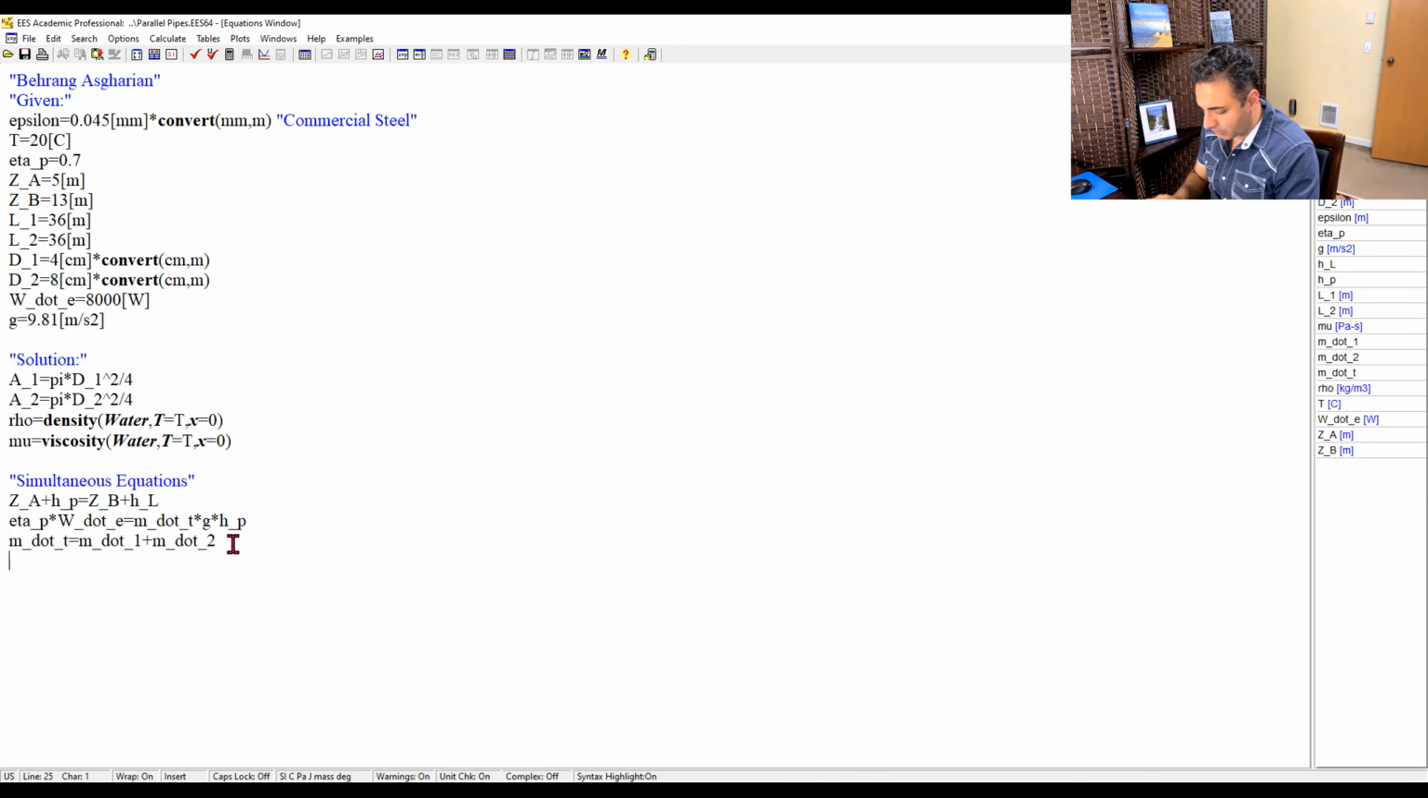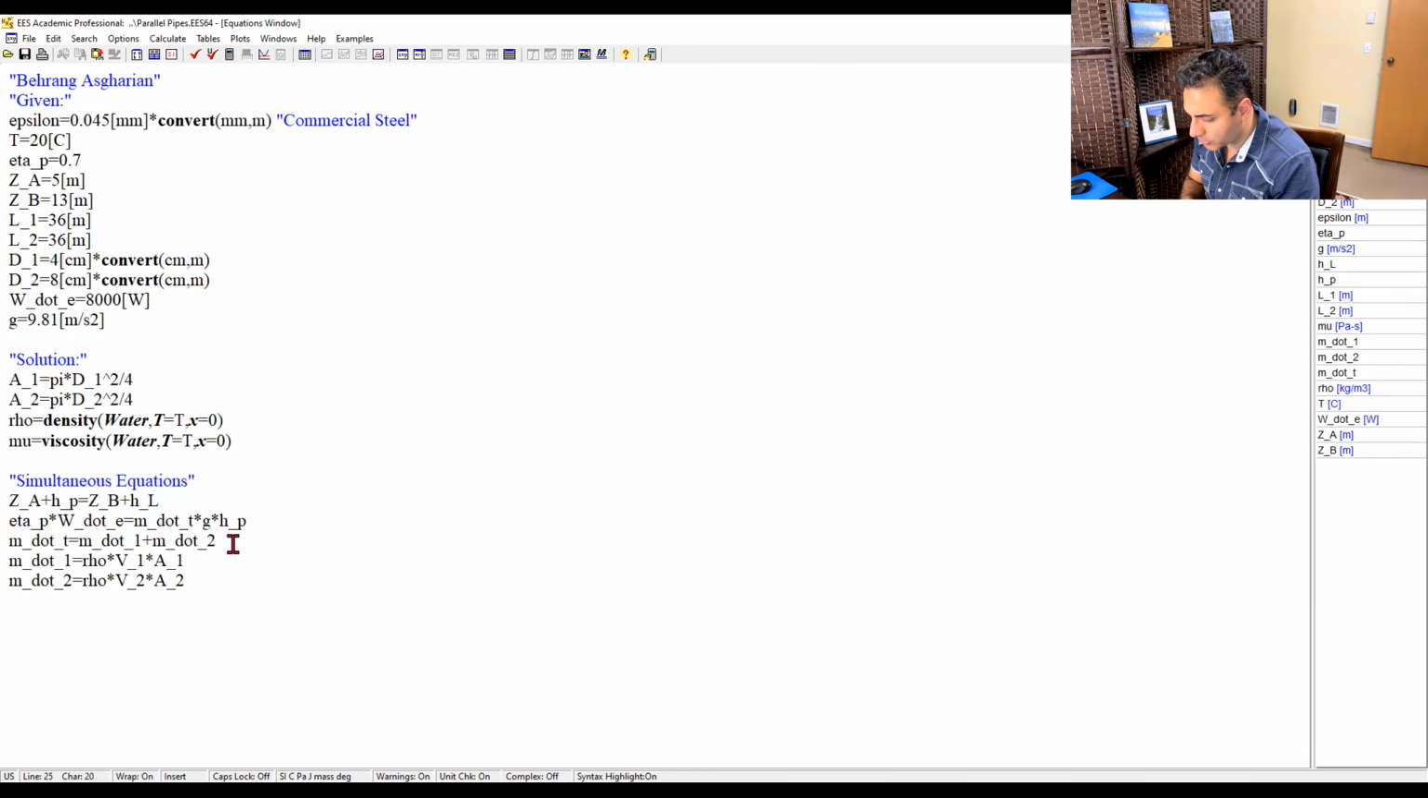Now I have to add equation 4 that we wrote. M dot 1 equals rho times V1 times A1. Thankfully, we calculated A1 and A2. And M dot 2 equals rho times V2 times A2. That's how you do this.